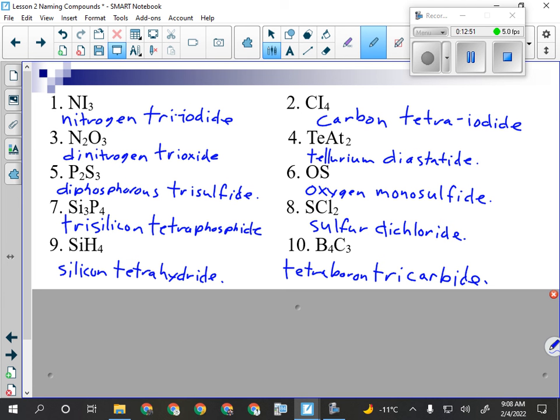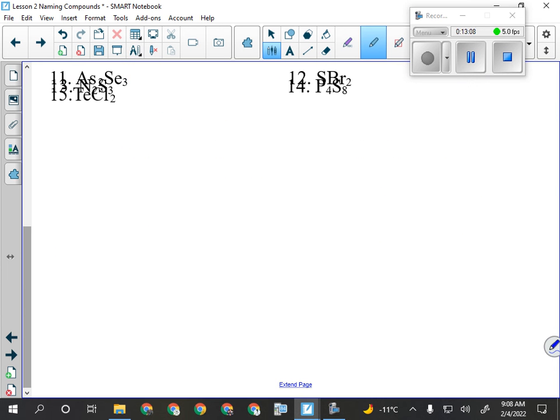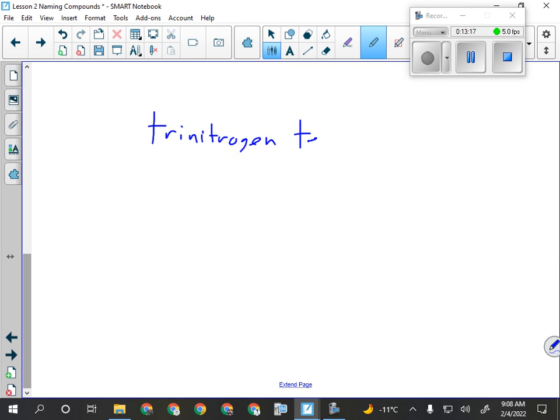How are we feeling about naming the molecular compounds? It's even easier to write the formulas for molecular compounds because the prefixes tell you what numbers to write. So if we're going the other way, and somebody gives us the name of a molecular compound, let's say they give us, I don't even know if this compound exists, I'm just making something up, trinitrogen tetrafluoride.